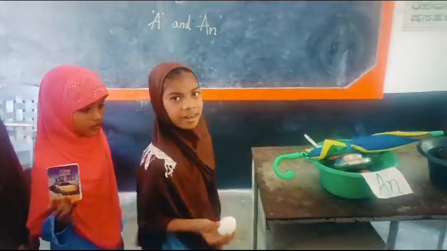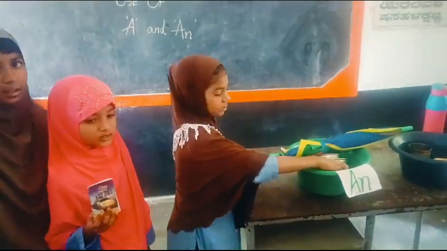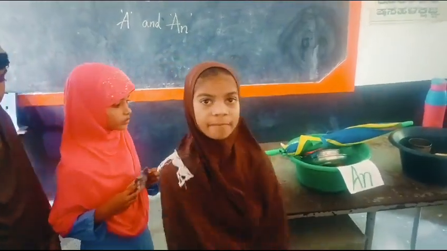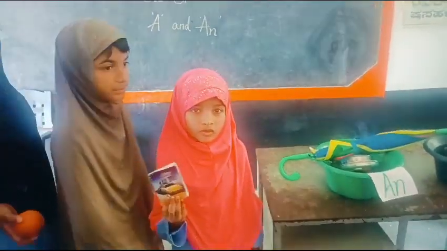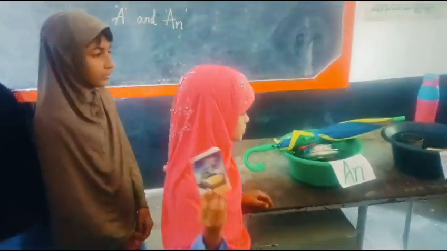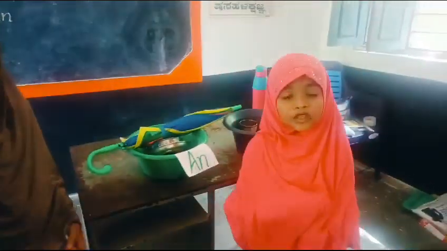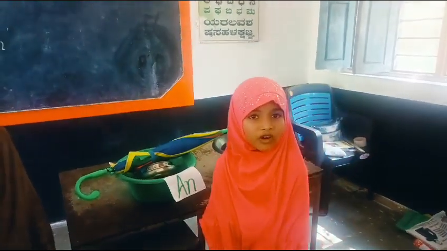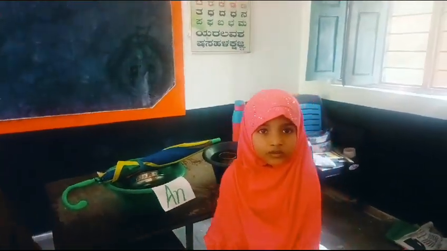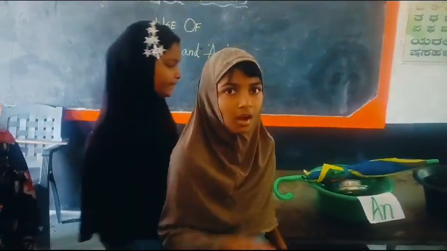What is this? Egg. An egg. Why are you putting it in an box? Because E is a vowel. E is a vowel, good. What is this? Book. Put in the box. A book. Why are you putting it in a box? Because B is a vowel. B is a vowel or not a vowel? Not a vowel. Yes, good.